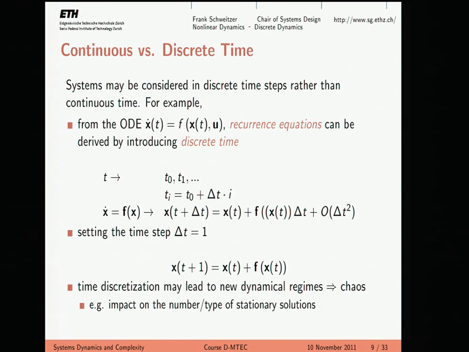Now if you assume that delta t is 1, we have that x of t plus 1 in the next time period is equal to x of t plus the first derivative. And this is called the Euler integration method. If you numerically integrate this using the Euler method, this is the Euler method. It doesn't work for exponential functions, so don't use it.